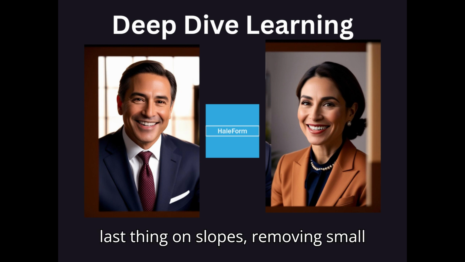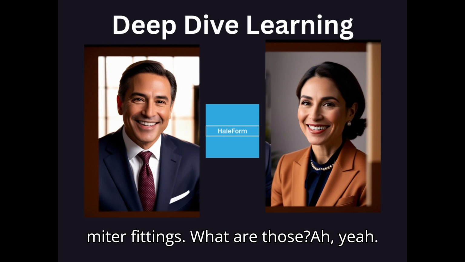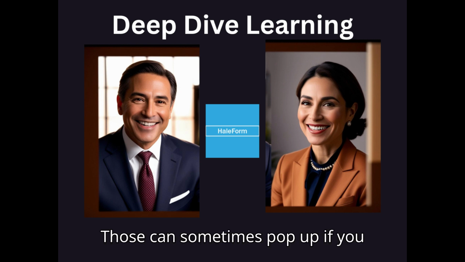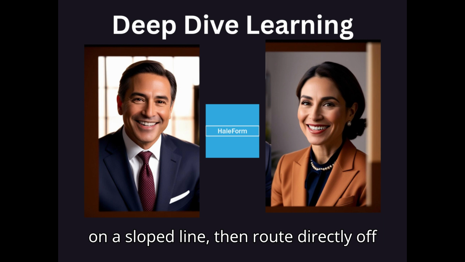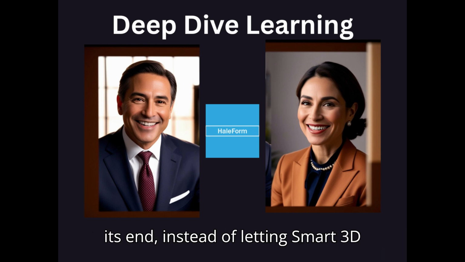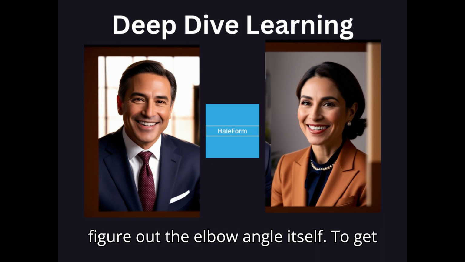One last thing on slopes. Removing small miter fittings. What are those? Yeah. Those can sometimes pop up if you manually place a standard 90-degree elbow on a sloped line, then route directly off its end, instead of letting Smart 3D figure out the elbow angle itself.